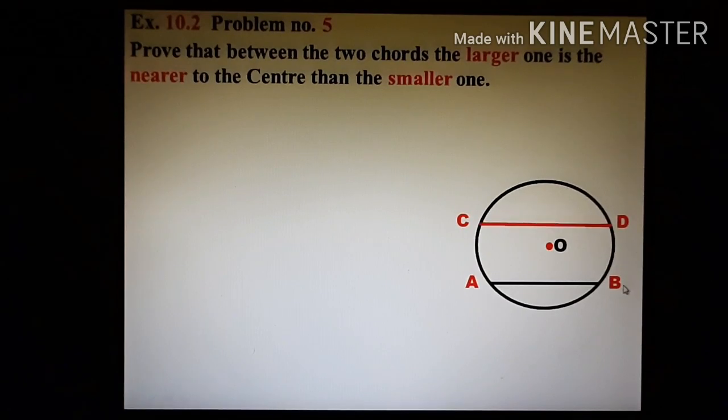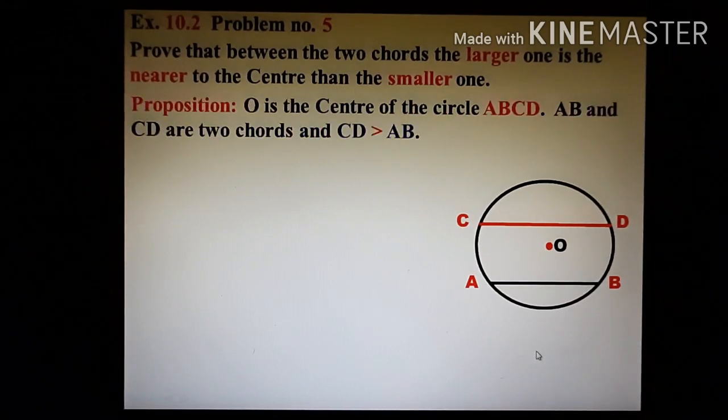AB is a chord and CD is another chord. Okay, so can you tell me which chord is nearer to the center of the circle? Yes, CD is the nearer chord to the center. And now what will be our proposition?